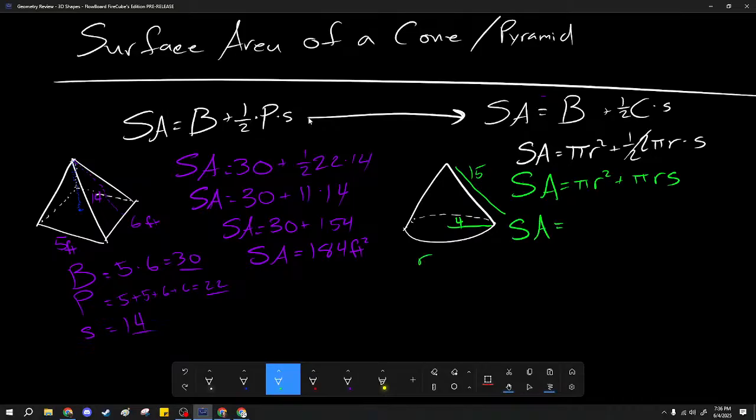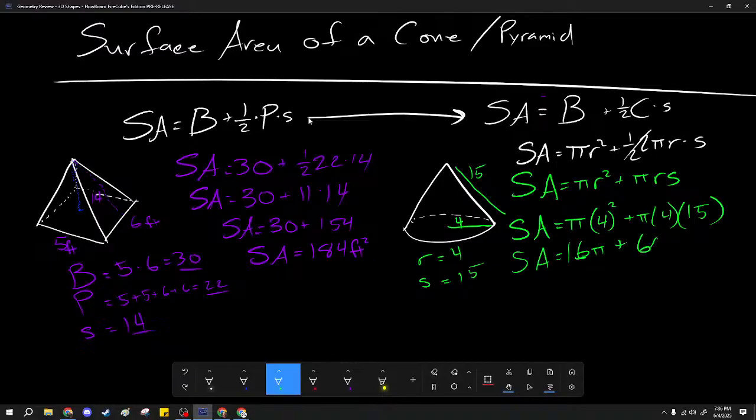I'm going to write down the numbers, the letters down here to solve for, but we don't even really need to solve for them. The radius is 4, and the slant height is 15. We plug them in. Pi times the radius squared plus pi times the radius times the slant height. Surface area equals, well, 4 times 4, 4 squared, is 16. So I get 16 pi here. 15 times 4 is 60. So I get 60 pi. 60 pi plus 16 pi is 76 pi.